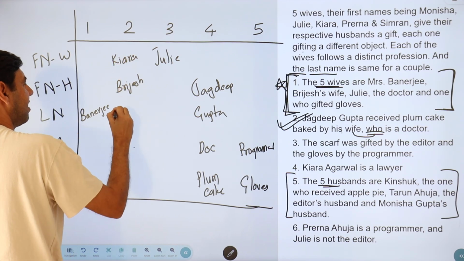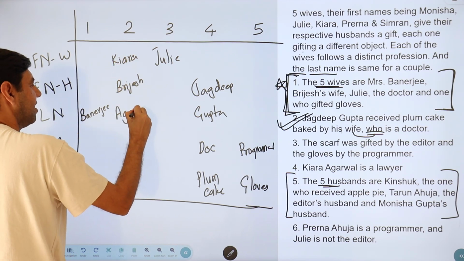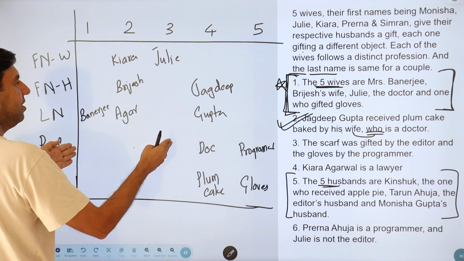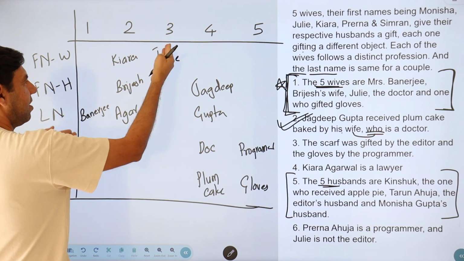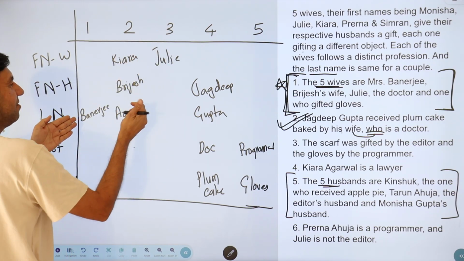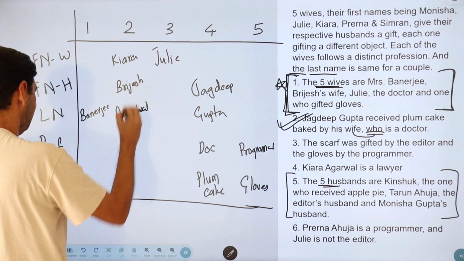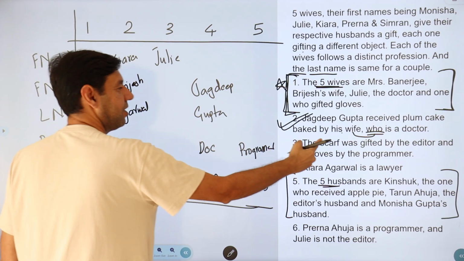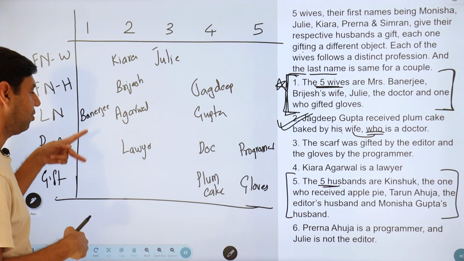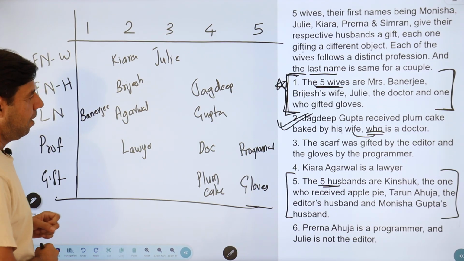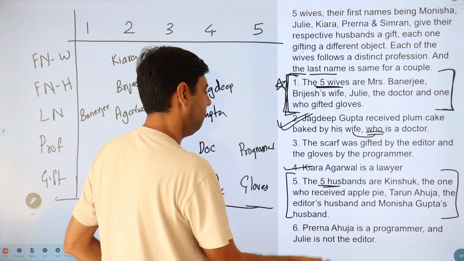Kiera Agarwal. There's no other place. It can't go here because the lawyer has to be amongst 1, 2, 3. Okay, and 3 is taken up because of the first name, and 1 is taken up because of the second name. So that leaves this one is a lawyer. And don't forget that we had left out editor and scarf, so keep thinking of it always. So editor, scarf, 1 or 3. Okay, so this is taken care of.